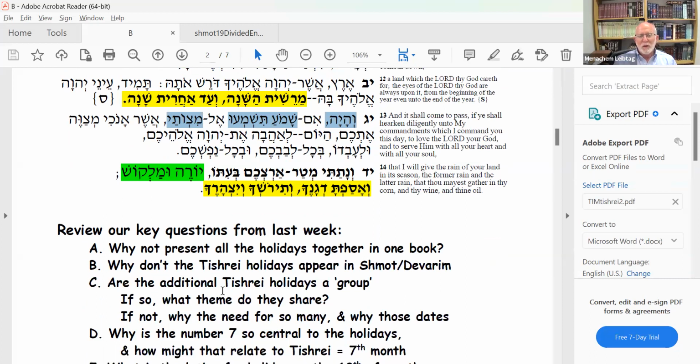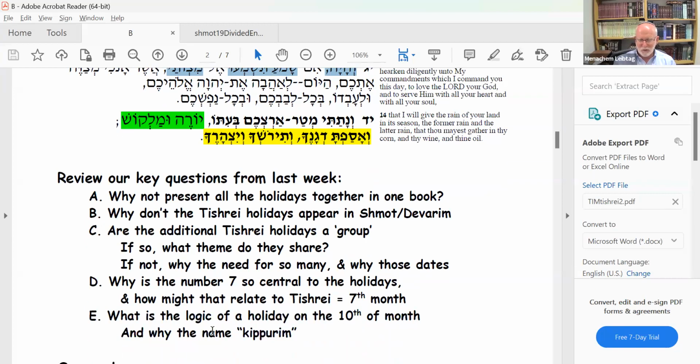Now, the question is about these extra Tishrei holidays, not the Shalosh Regalim, but Rosh Hashanah, Yom Kippur, and Shemini Atzeret. Are they a group, or are they three separate holidays? And we want to show them as a group. Again, why so many, and why those dates? And why is the number 7 so central to all the holidays? We talked about how 7 reminds us of God creating all the powers of nature, and God's existence and uniqueness all relate to the number 7.